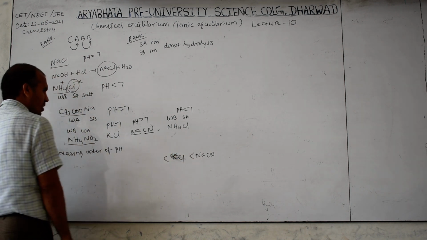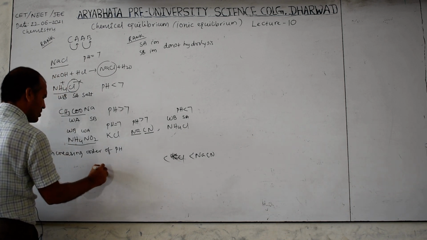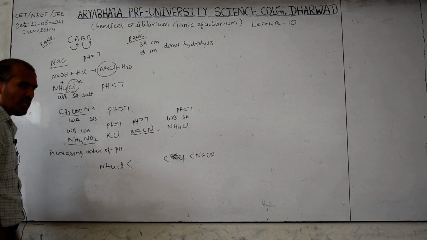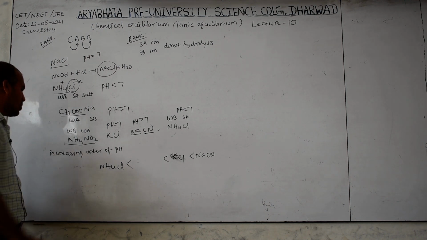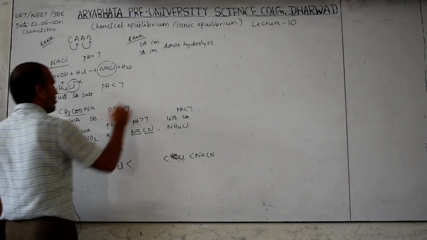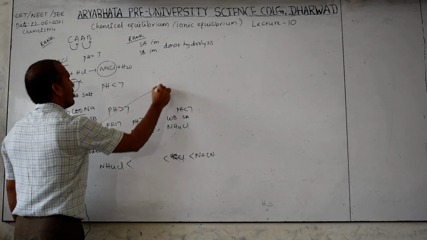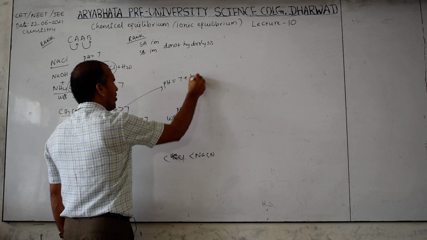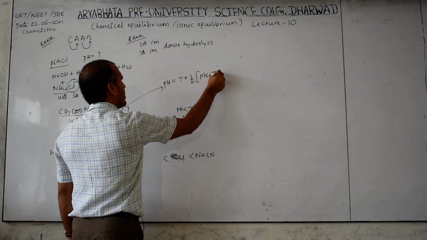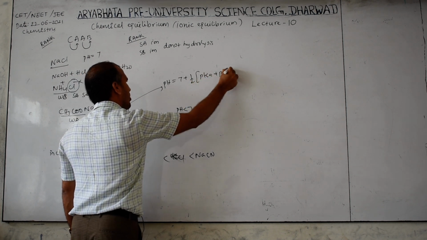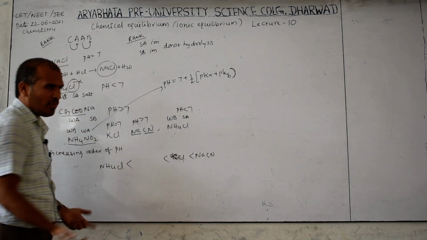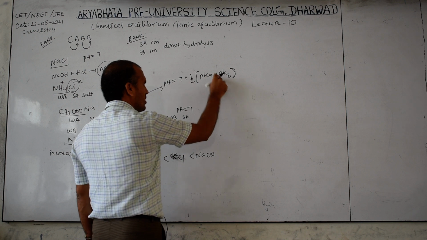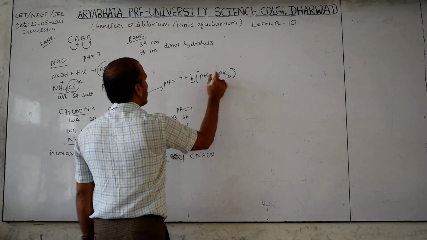Then this will be least, NH4Cl. Then this depends on their pKa and pKb values. So the formula for this one is pH = 7 + 1/2 (pKa - pKb). It may be neutral, basic or acidic. If both are equal, the minus term gives 0.